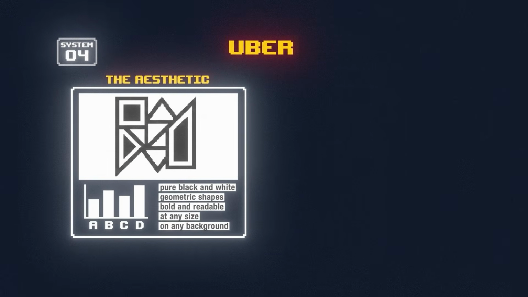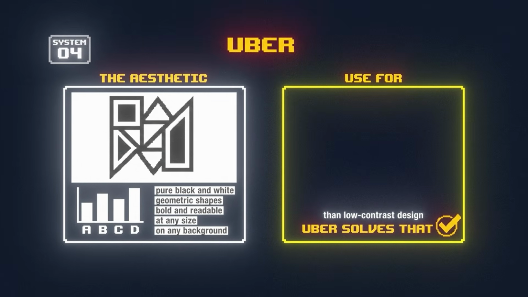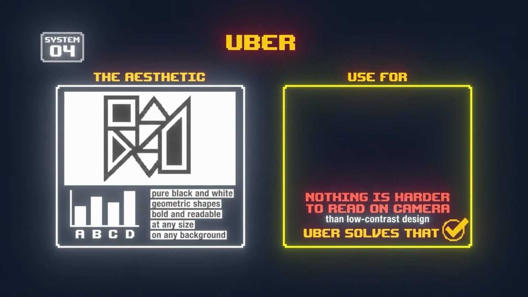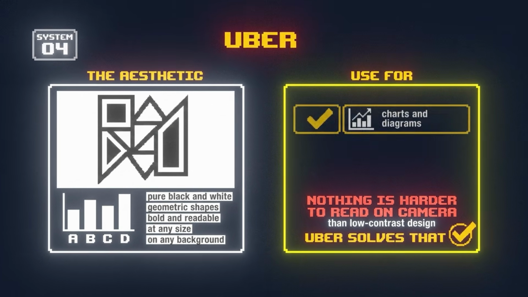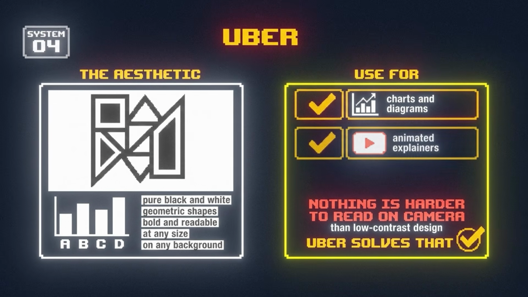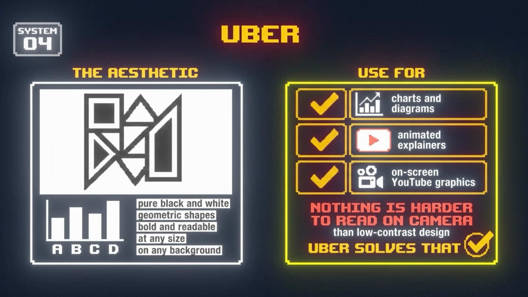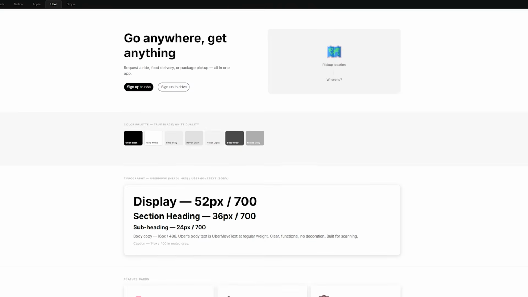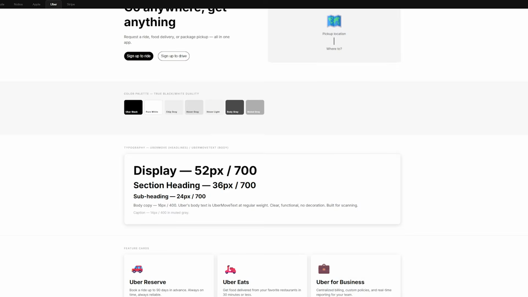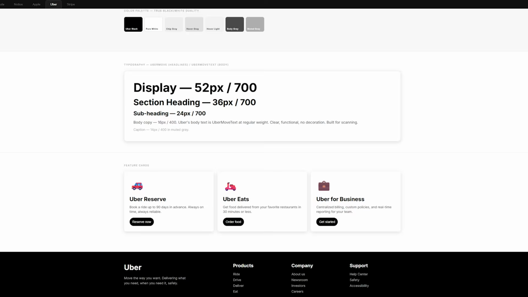This is your video graphics system. High contrast reads clearly at any size on any background. Charts, diagrams, animated explainers you can show on screen during a YouTube video. Nothing is harder to read on camera than low contrast design. Uber's design system solves that.